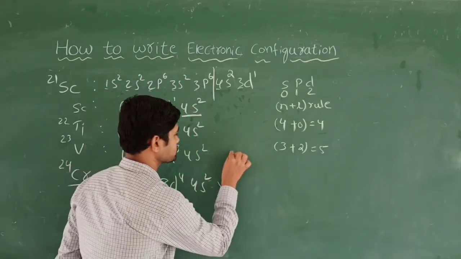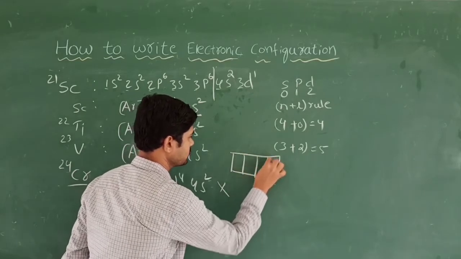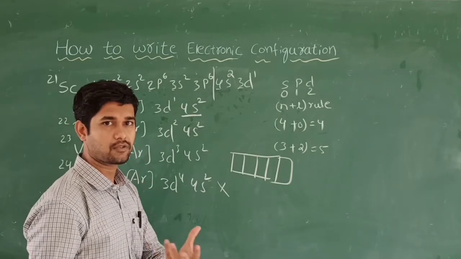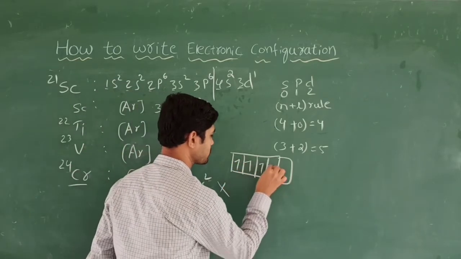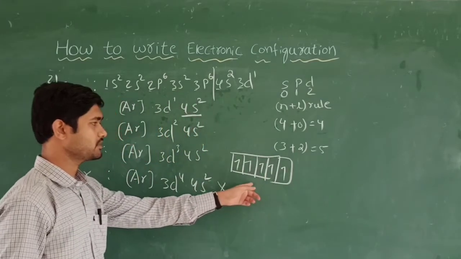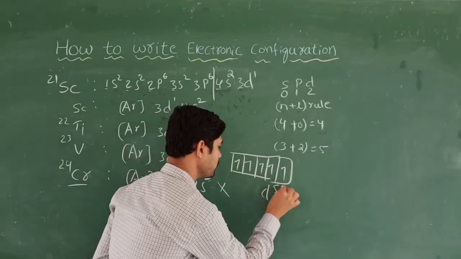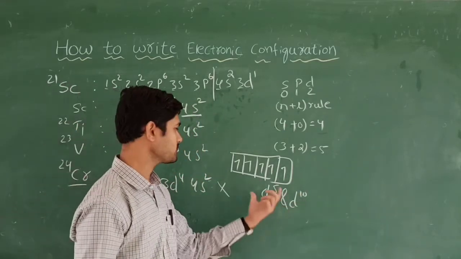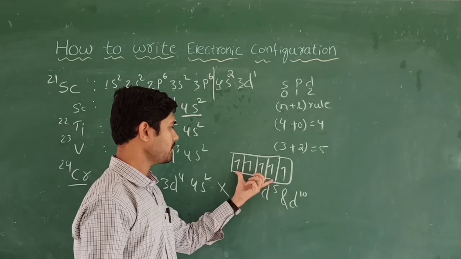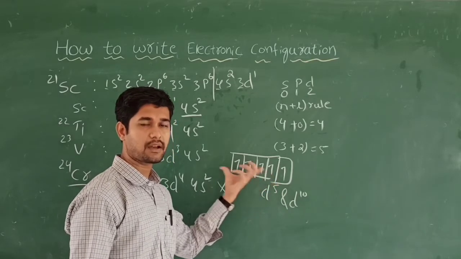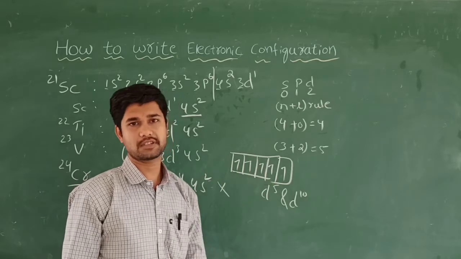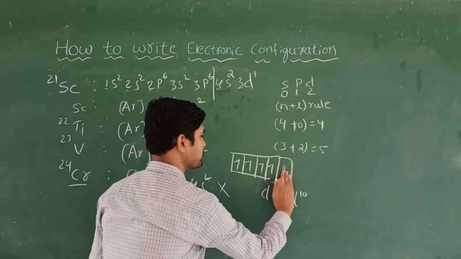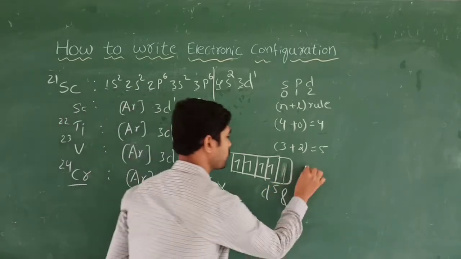Because the D block, you know, maximum contains 10 electrons, and I am going to write 5 electrons. D5 and D10 are always stable, because completely half filled orbitals and fully filled orbitals are always stable. So what happens in case of chromium, when I write 3d4 here, and here 4s2 will be there.